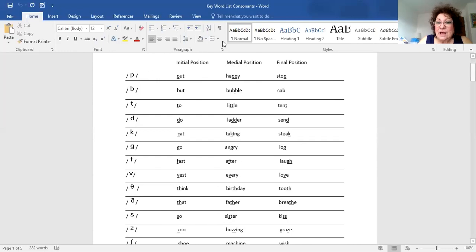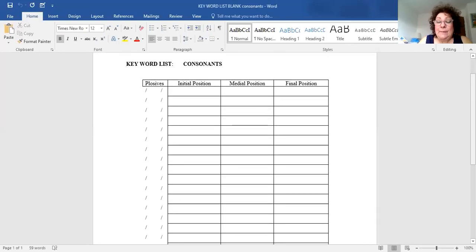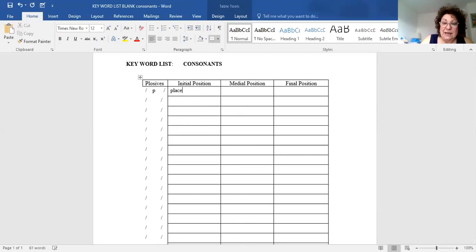sound. I also want to stop sharing for a minute and show you also on your blackboard and in your book, there is a blank. And this is a great way for you to study. You can place the IPA symbols down the left-hand side and then identify initial, medial, and final by just looking at the symbol to learn. So for example, if I put P here, you would put place, and you would put hobby.